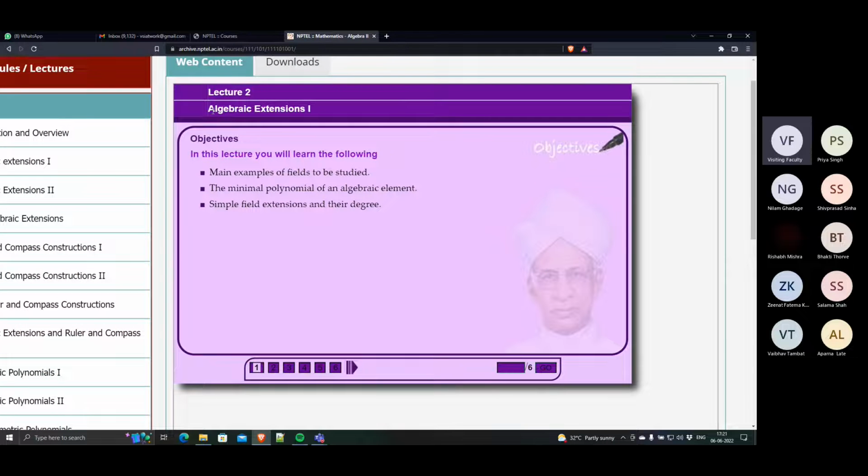So we are going to learn what is called an algebraic extension. Before that, some basics. We look at main examples of fields to be studied. What is the meaning of minimal polynomial of an algebraic element? What is the meaning of simple field extensions and what is the meaning of their degree?